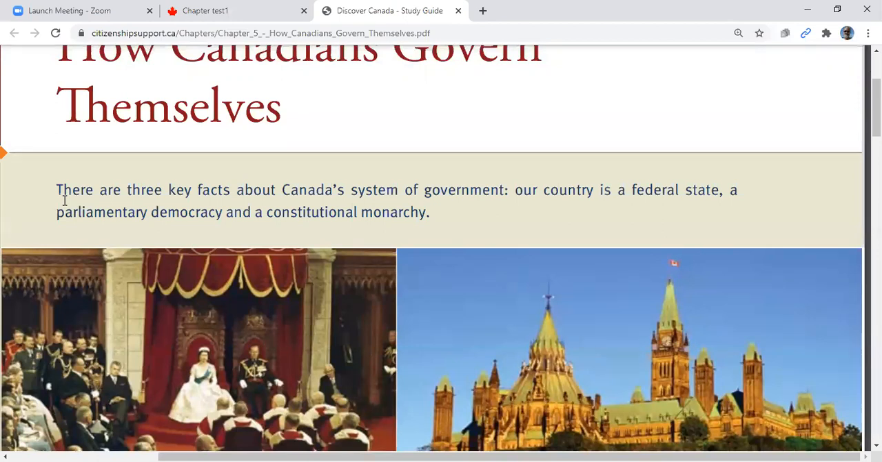Our country: federal state, parliamentary democracy, and constitutional monarchy. So we will talk about what these mean. But you have to try to remember those three things, because that's usually a question about government. There are three things in Canada: one, federal state; two, parliamentary democracy; and three, constitutional monarchy. So let's figure out what those three things mean.